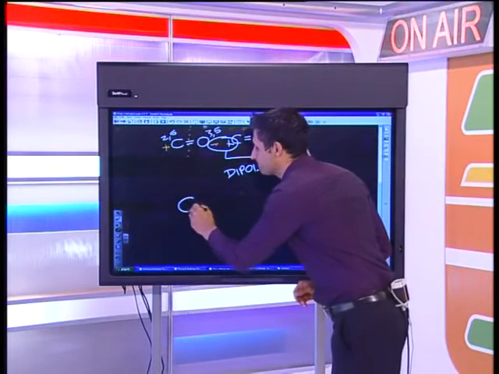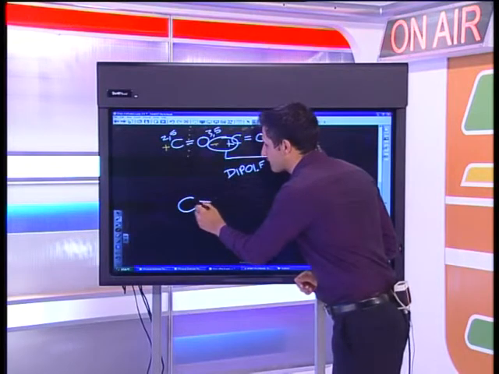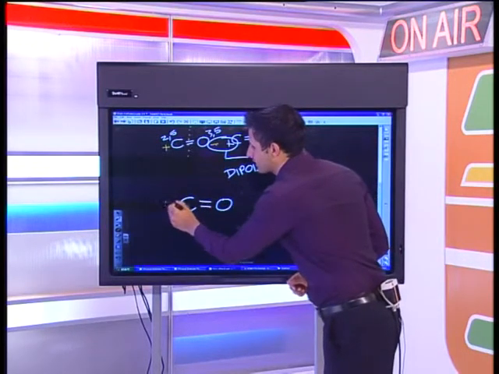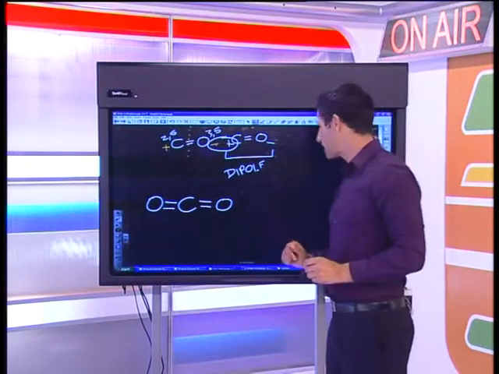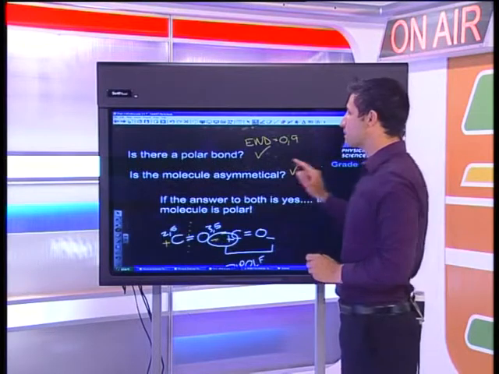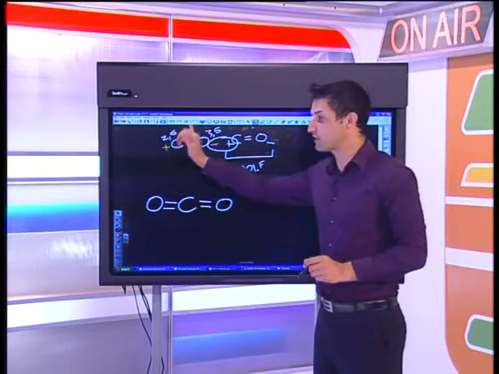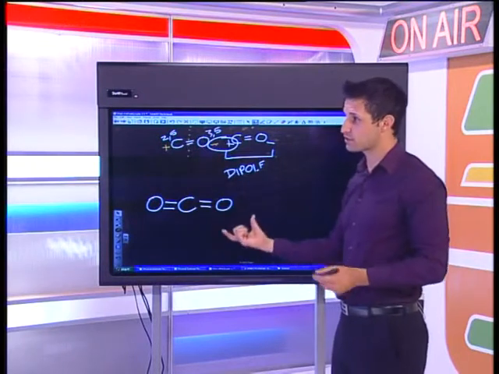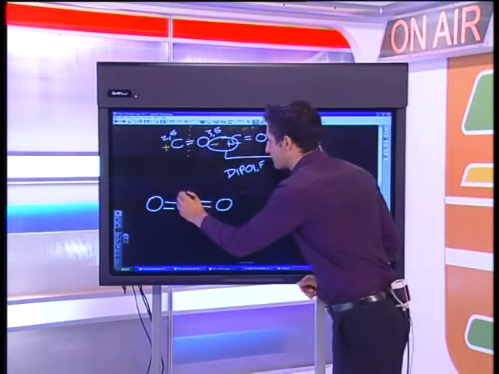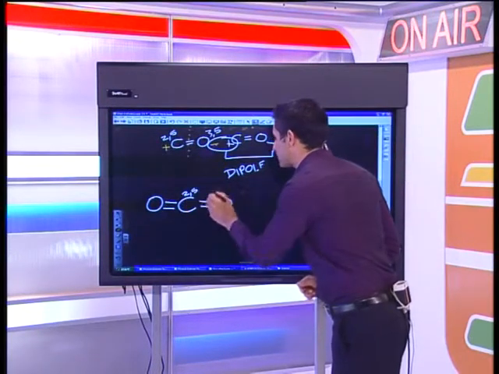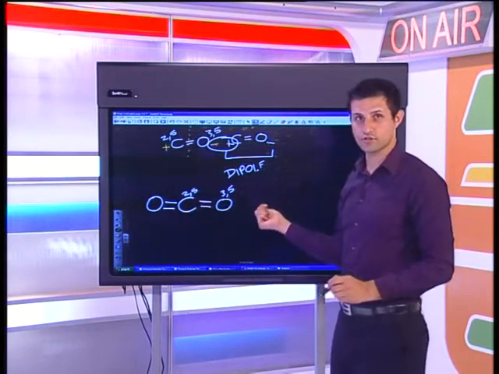If I draw carbon, and if I draw a structure for carbon dioxide, I will find that I've got one double bond to oxygen, and I've got another double bond to the other oxygen. First question I ask myself, is there a polar bond? Well, we decided earlier, because the difference between oxygen and carbon was larger than 0.4, that meant that yes, there was a polar bond. Okay? Because I knew that there was 2.5 over there as an electronegativity, and 3.5. That meant that the electrons were being pulled towards the oxygen.